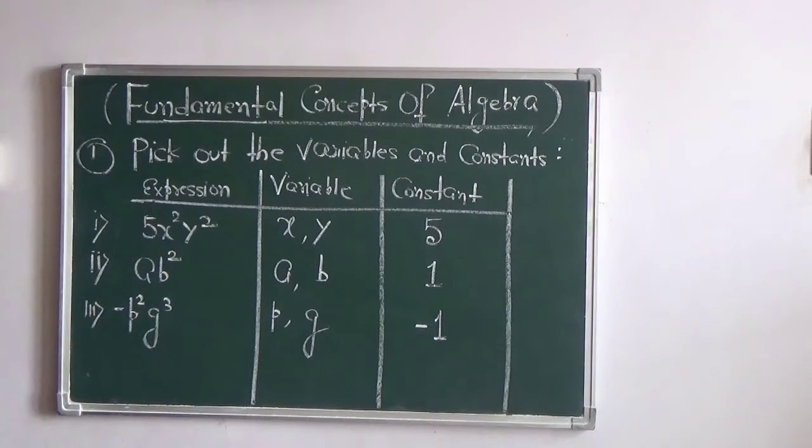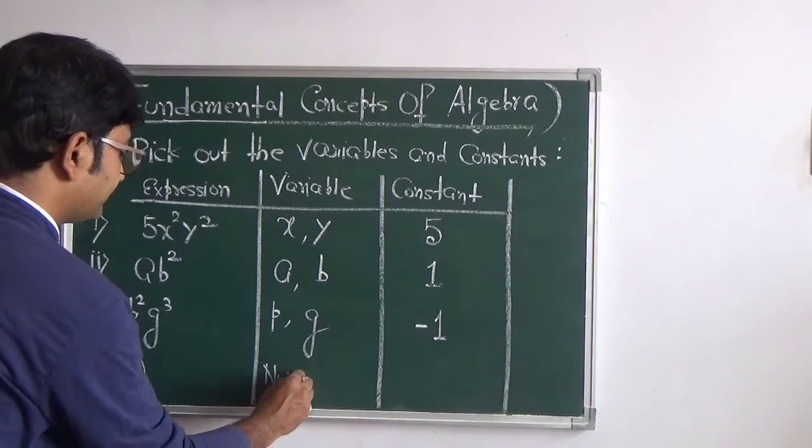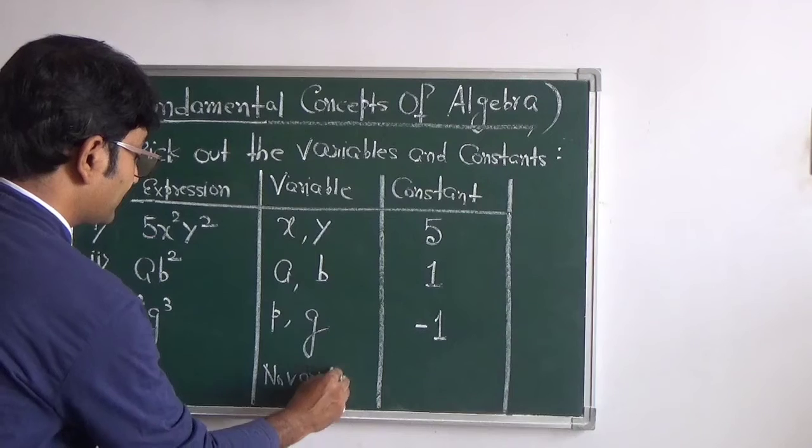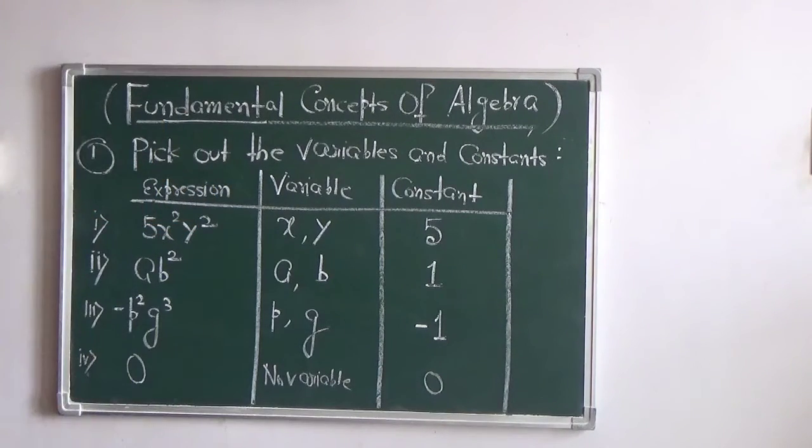Then we can take 0, which means no variable, and only the constant, the term value 0. So hopefully it is clear now.